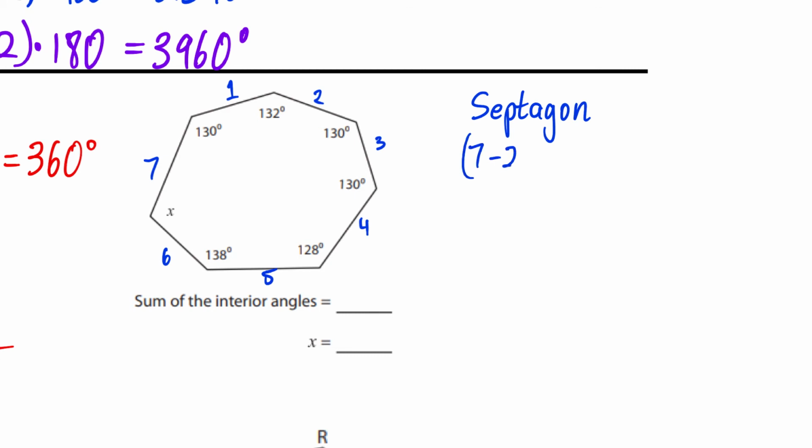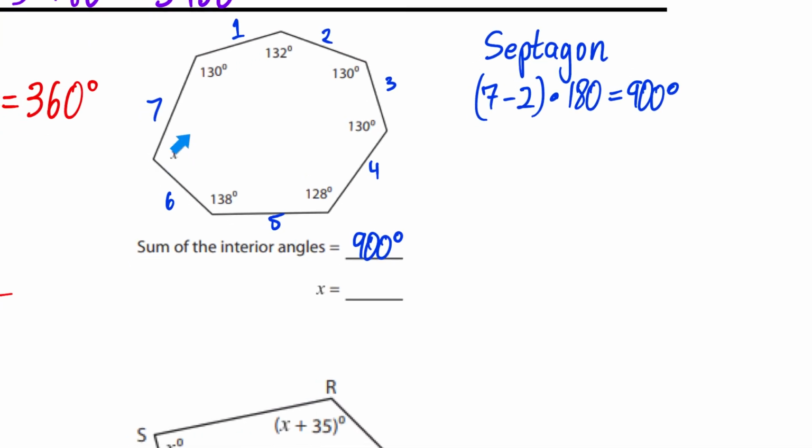Okay, we're going to use our formula. I'm going to go 7 minus 2 times 180, which is 900 degrees. Okay? So in that shape right there, all 7 of those angles will always add up to 900 degrees.